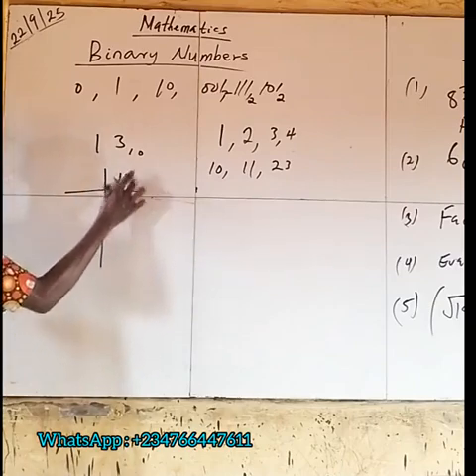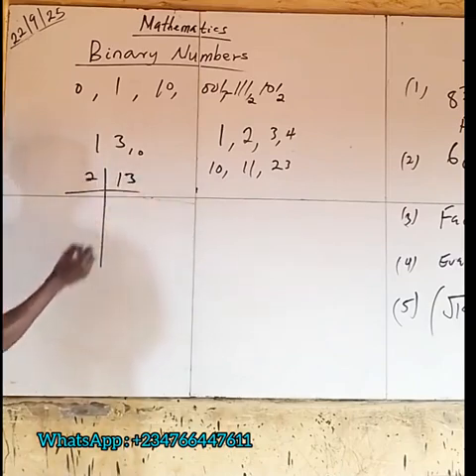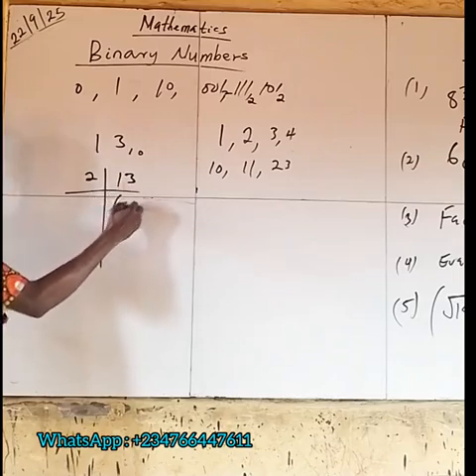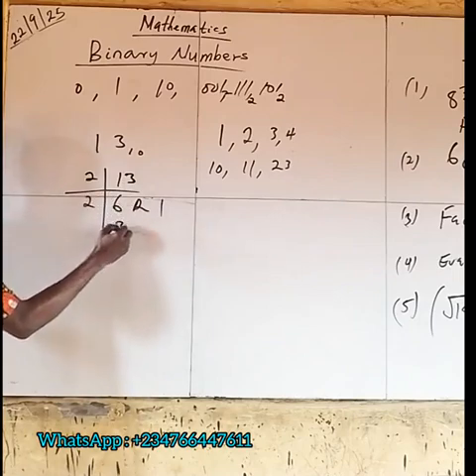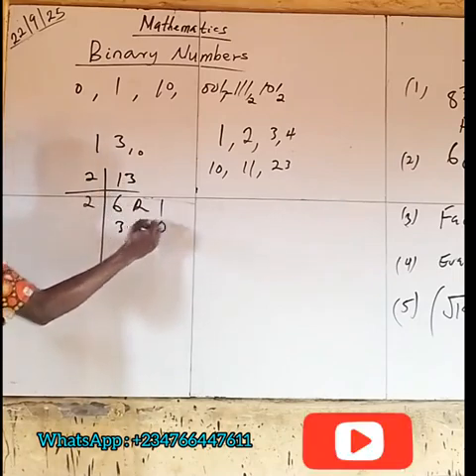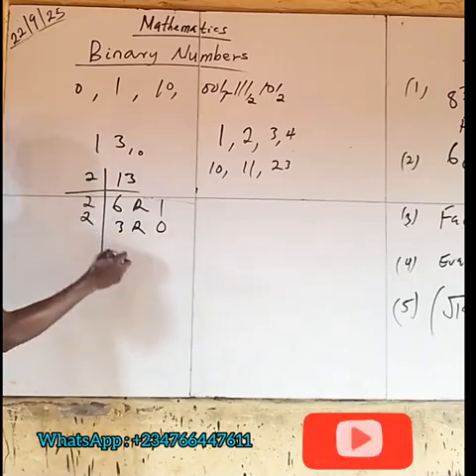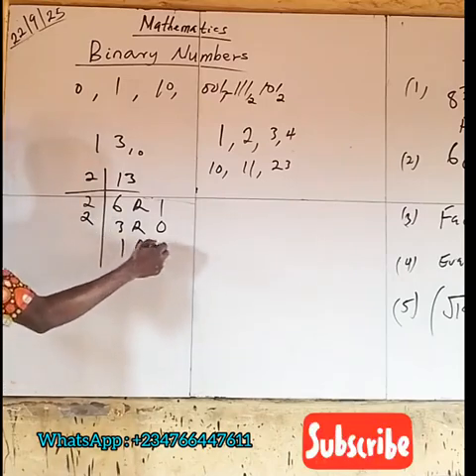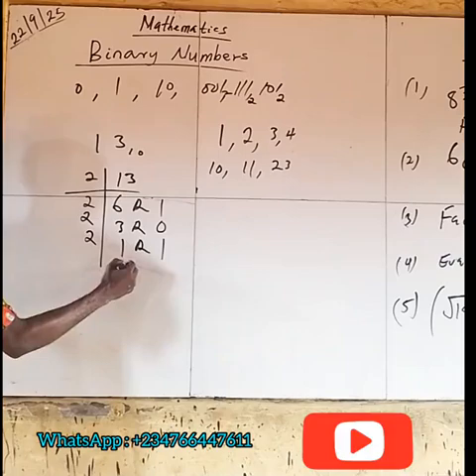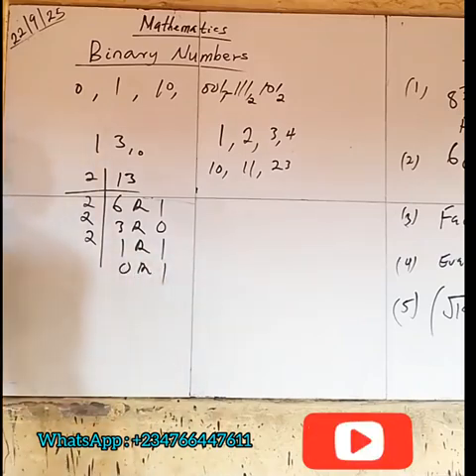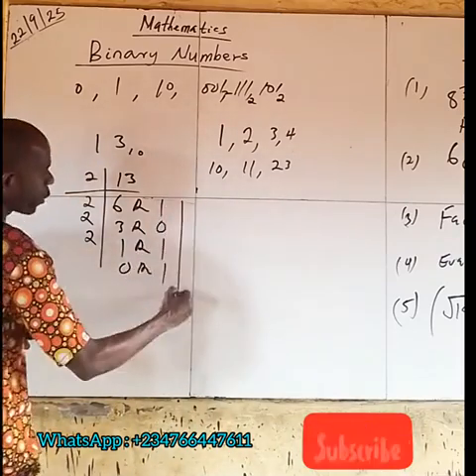Okay, this is 13. 2 goes into 13 is 6, remainder 1. Write the remainder 1. Now 2 goes into 6 is 3, there is no remainder, put remainder 0. Now 2 goes into 3, we have 1, then put remainder 1. And the last operation: 2 goes into 1, 0, remainder 1.